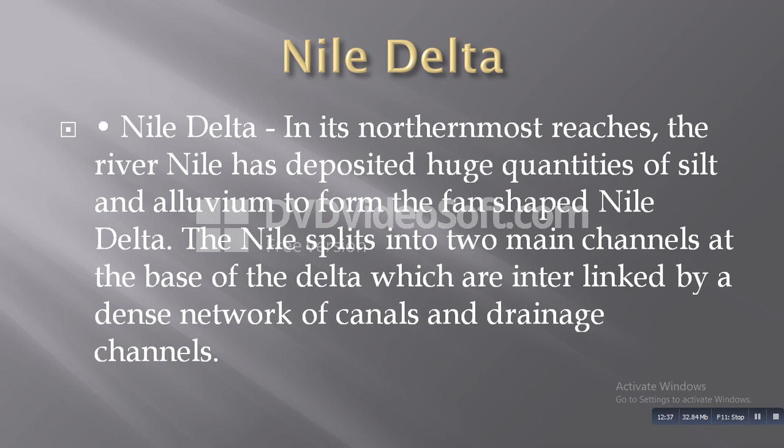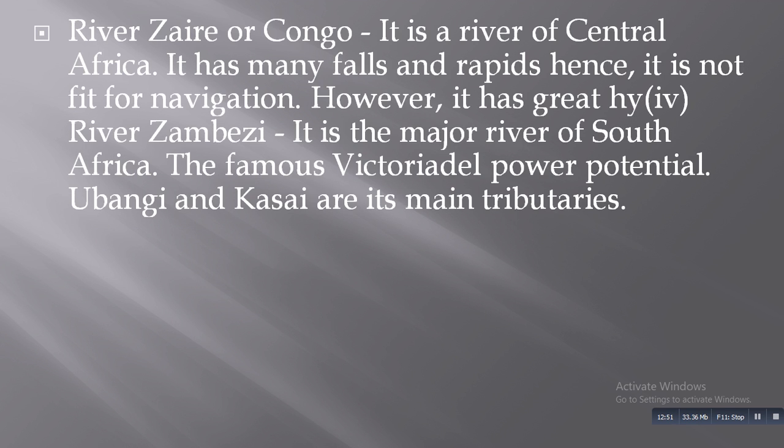Next, River Zaire or Congo. In 5th class we learned about this River Zaire or Congo. It is a river of Central Africa. It has many falls and rapids. Hence, it is not fit for navigation because of the rapids and waterfalls. However, it has great hydel power. That means this river is used to produce hydroelectric power.